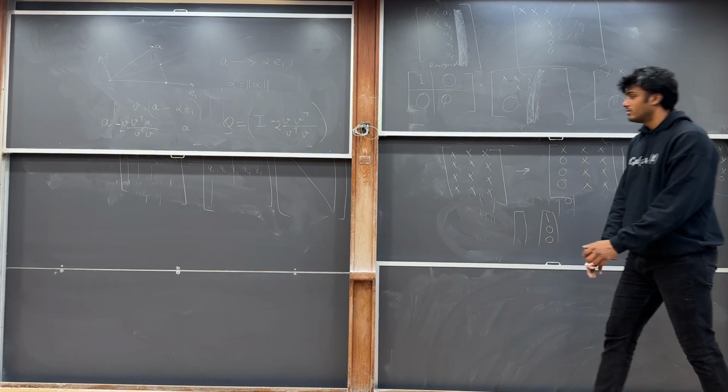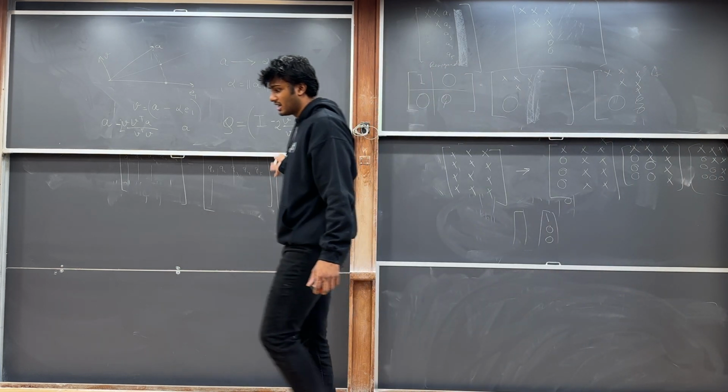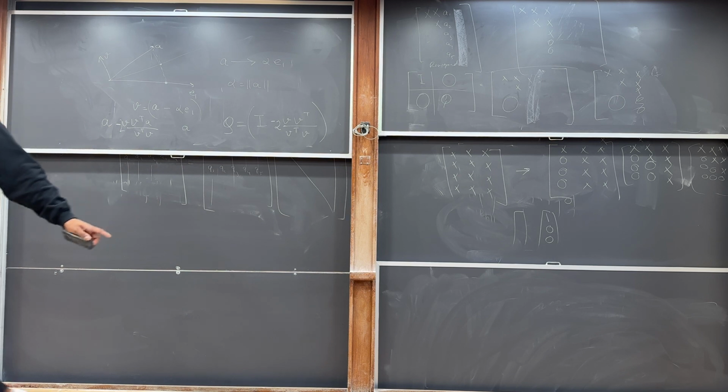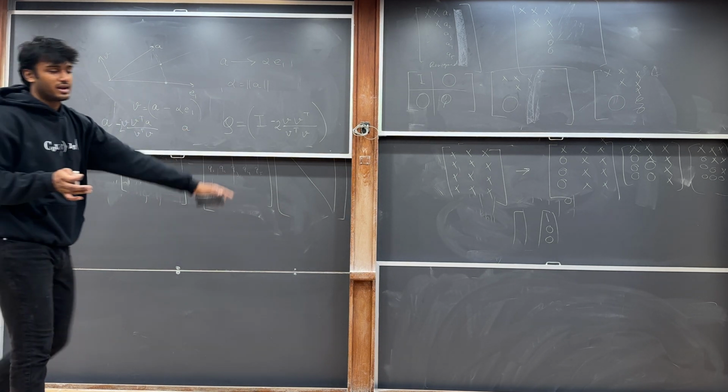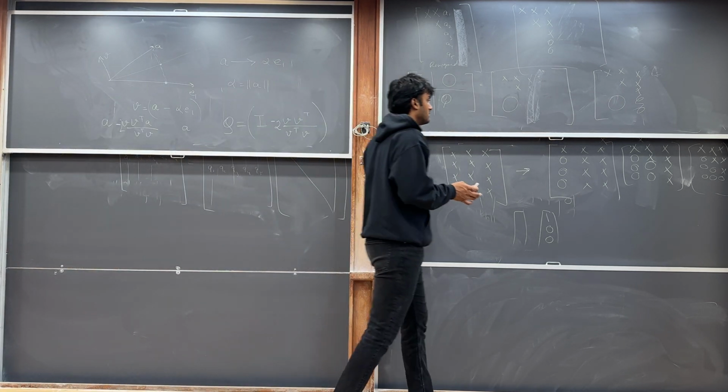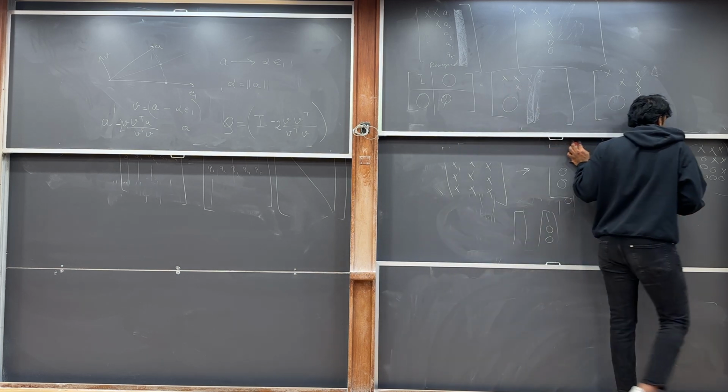So now what I have found is, by multiplying those Q's again and again on the left-hand side, I have turned it into an upper right triangular matrix.